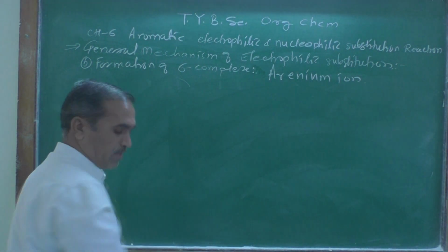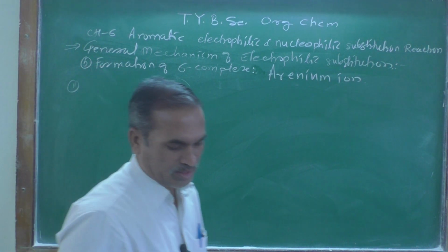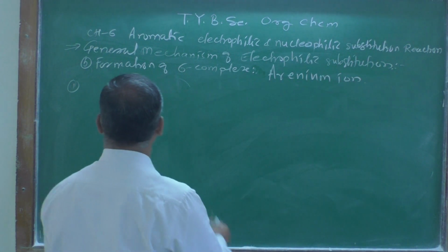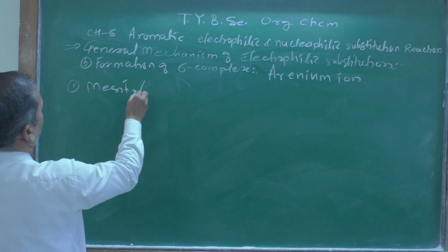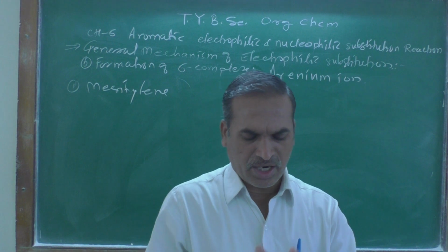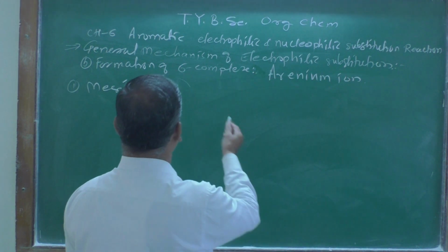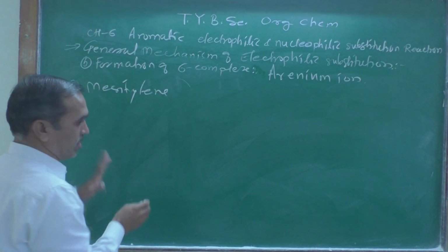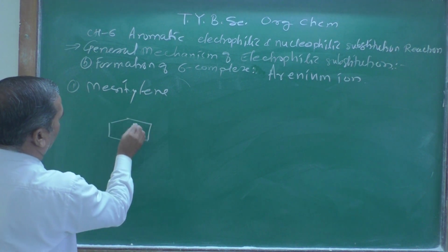Number one, the first one: what is happening there? In the first case, mesitylene, as we know, when treated with ethyl fluoride. As we know, the first one is this, the structure of mesitylene.